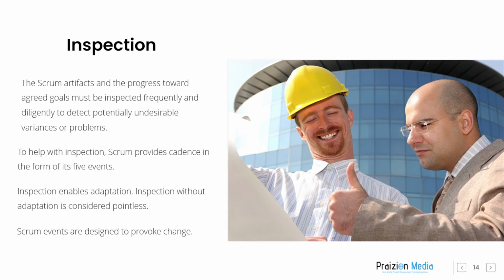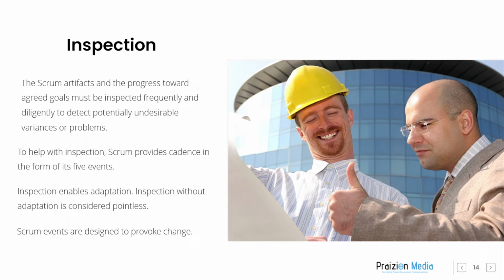Inspection. The Scrum artifacts and the progress toward agreed goals must be inspected frequently and diligently to detect potentially undesirable variances or problems. To help with inspection, Scrum provides cadence in the form of its 5 events. Inspection enables adaptation. Inspection without adaptation is considered pointless. Scrum events are designed to provoke change.